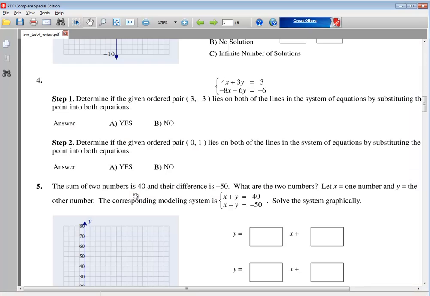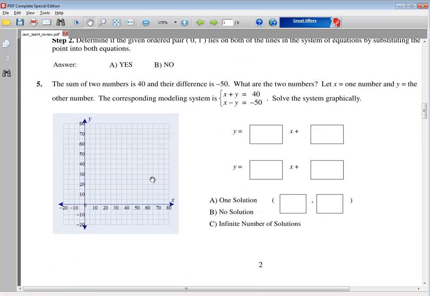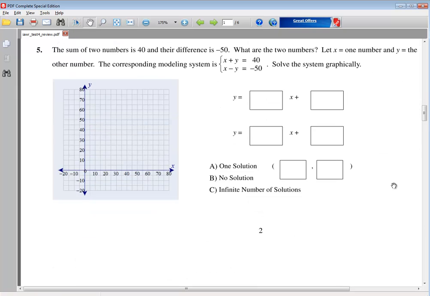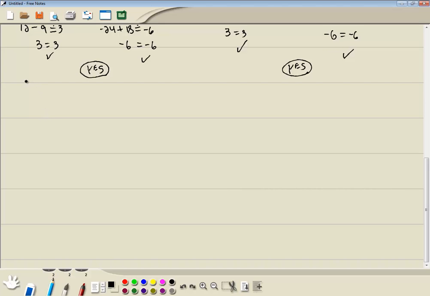Okay, number 5. The sum of two numbers is 40, and their difference is negative 50. What are the two numbers? Let x equal one number and y equal the other number. The corresponding modeling system is x plus y is equal to 40, and x minus y is equal to negative 50. It says solve the system graphically. Like, we've had a lot of luck in that area.